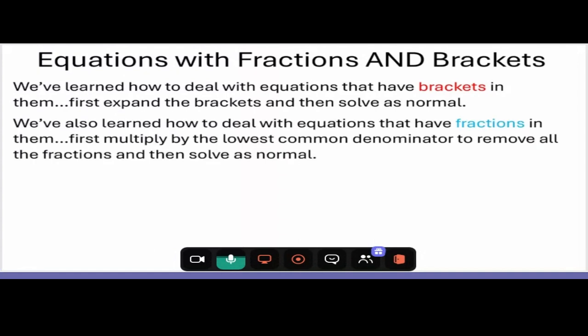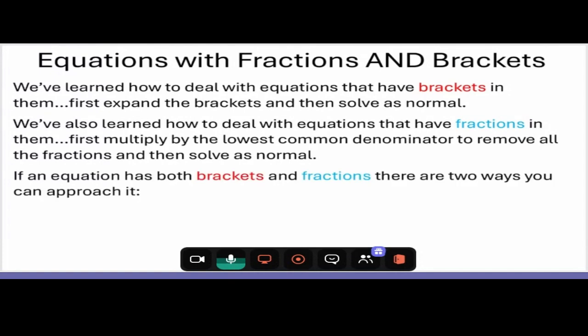And also, we learned how to deal with equations that have fractions in them. We figure out the lowest common denominator, and we use that to make all the fractions go away, and then solve as normal. So, if an equation has both brackets and fractions, there's actually one of two ways you can do it.